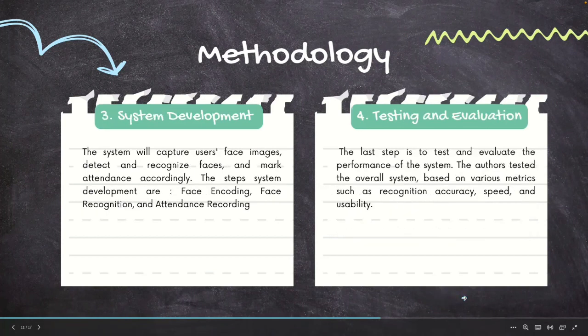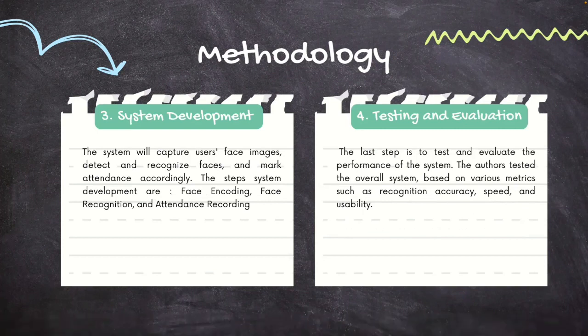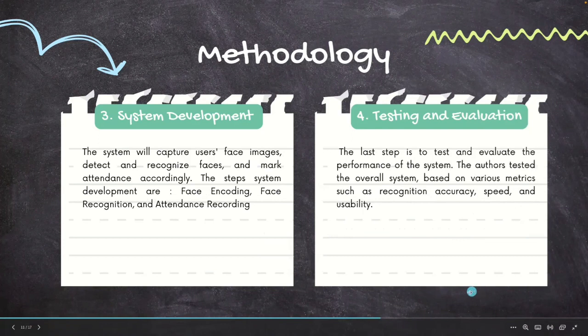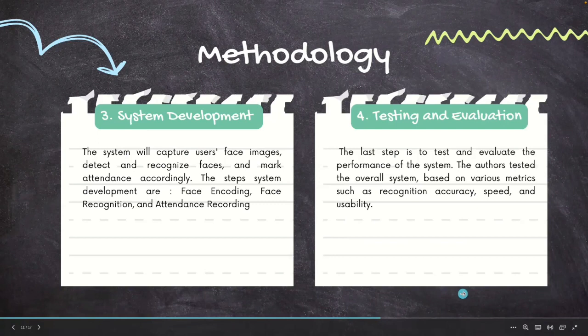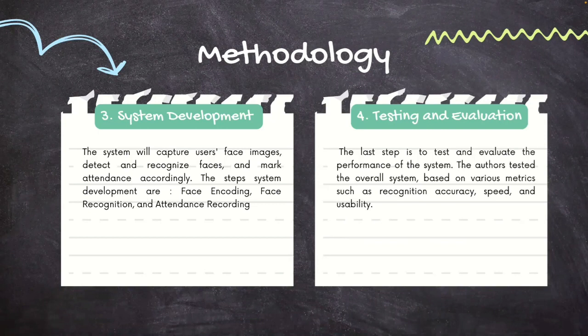Third is system development. The system will capture users' face images, detect and recognize faces, and mark attendance accordingly. The steps of system development are face encoding, face recognition, and attendance recording. Lastly, testing and evaluation. The last step is to test and evaluate the performance of the system. The authors test the overall system based on various metrics such as recognition accuracy, speed, and usability.